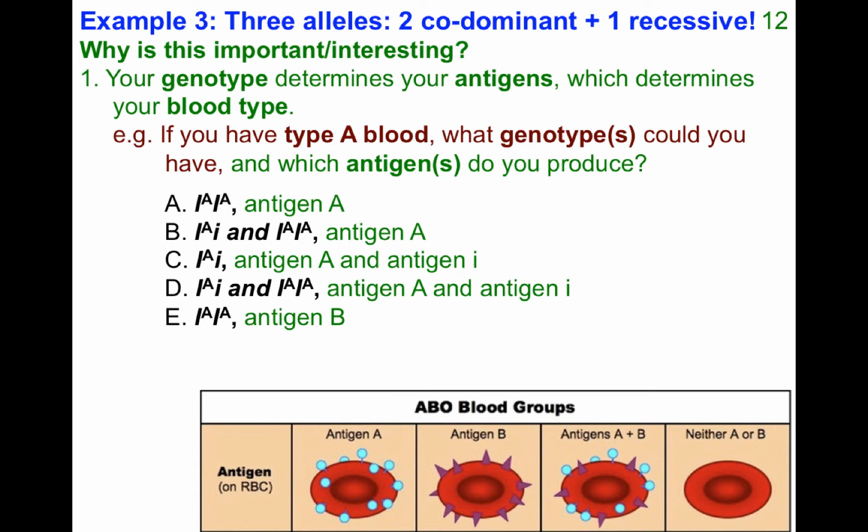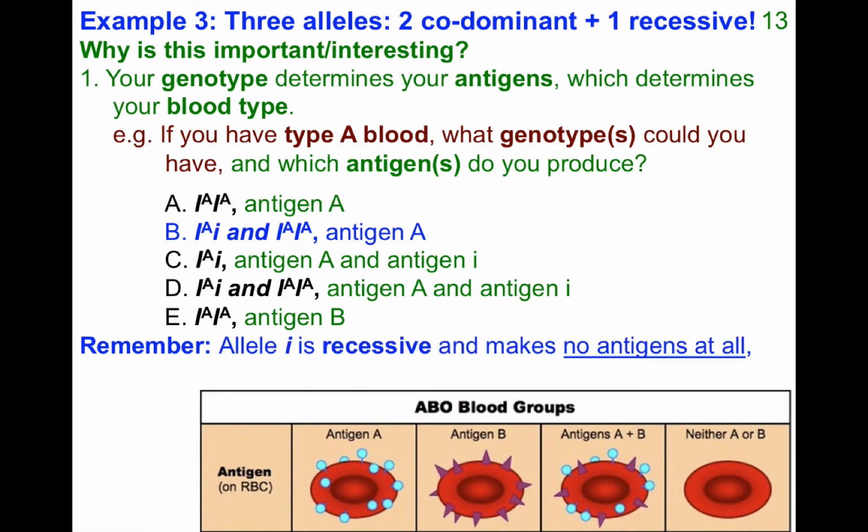Okay, welcome back. So the correct answer is B, right? To have type A blood means that all you have on your red blood cells is the type A antigen, but there are 2 different genotypes that will give you that type of blood. One is if you have 2 copies of the A allele, or if you have 1 copy of the A allele and 1 recessive small i allele, the one for type O blood, because that doesn't produce any antigens at all, and doesn't affect the fact that you're making only type A antigens.